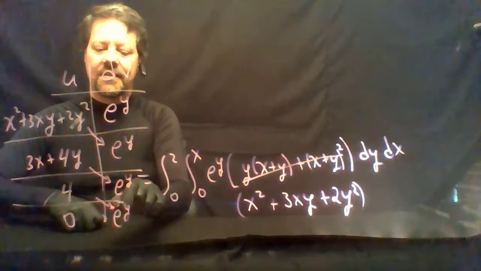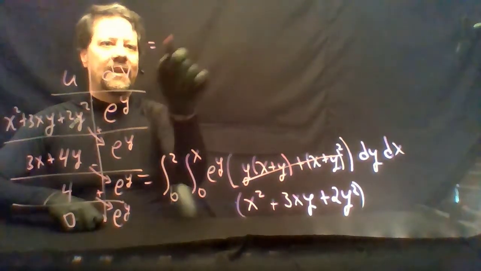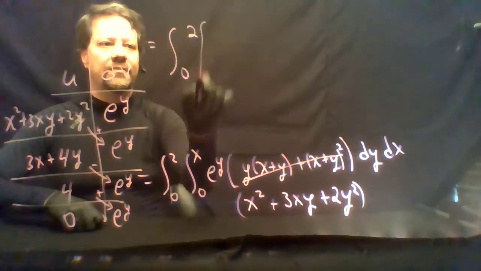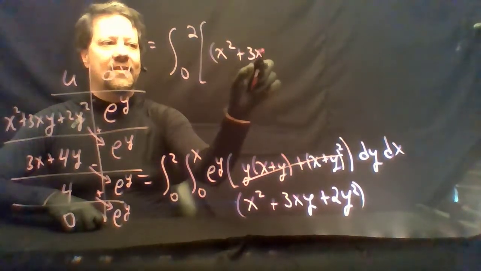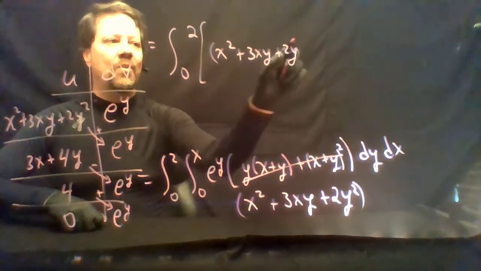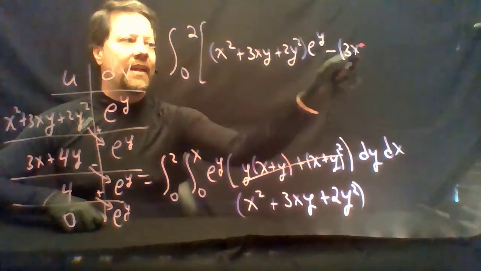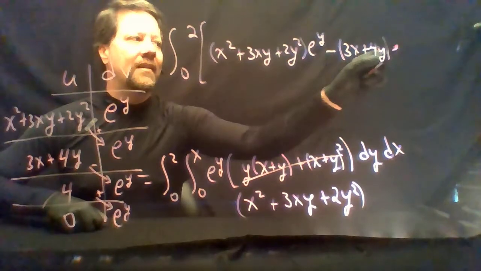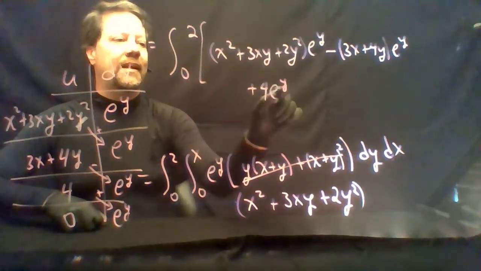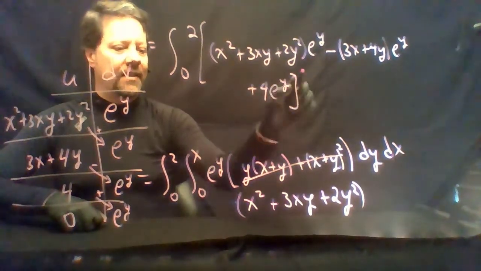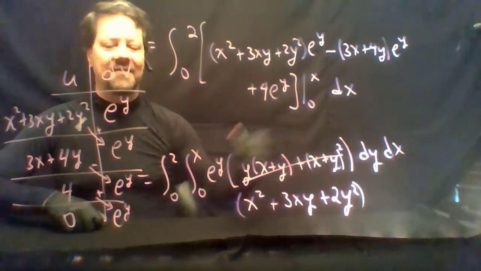Multiply down diagonals and alternate signs, plus, minus, plus. We get the integral from 0 to 2. It's going to be x squared plus 3xy plus 2y squared times e to the y, minus 3x plus 4y times e to the y, and then plus 4 e to the y. Evaluated from 0 to x, all times dx.